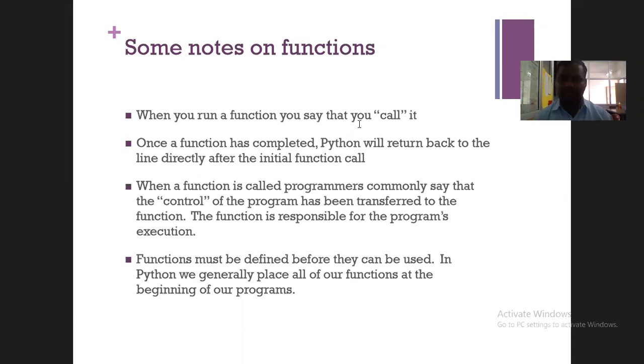When a function is called, programmers commonly say that the control of the program has transferred to the function. The function is responsible for the program's execution. It means that once it completes the execution of the block of the function, it returns the value to the calling function. Functions must be defined before they can be used. You know that if we want to use any variable, we need to declare and assign the values in Python. Like that, if we want to call the function, we have to define the function first.